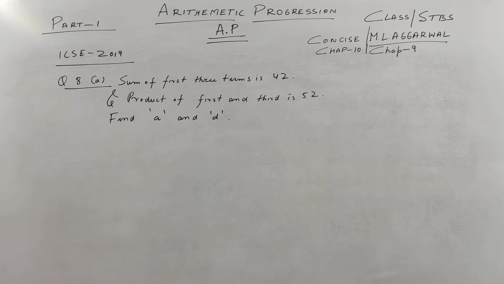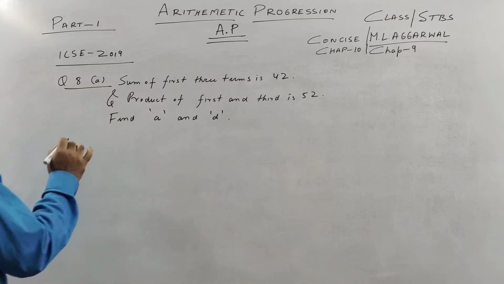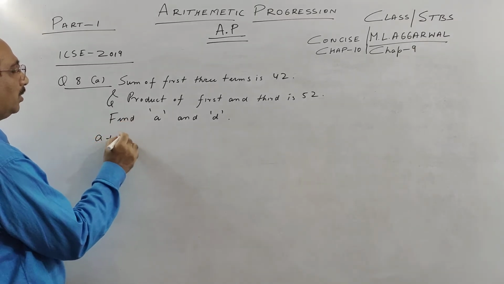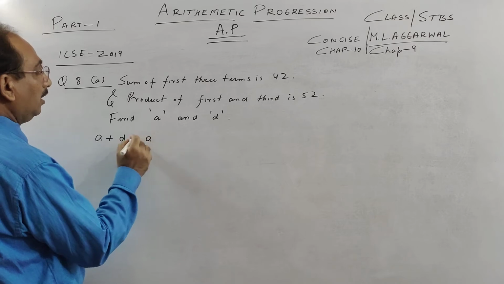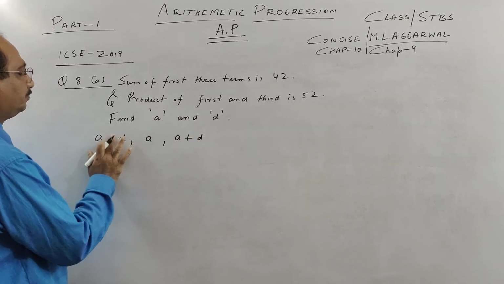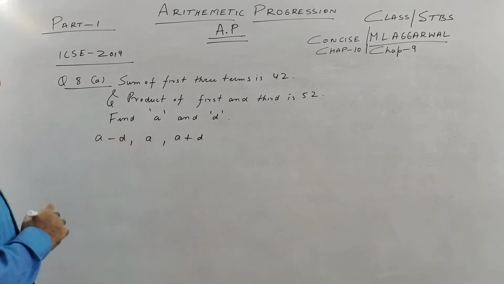So this is ICSE 2019. So here we have sum of first three terms. So children, you can try by other methods. So let the term be a plus d, a, this will be a minus d. So let this be the three terms.